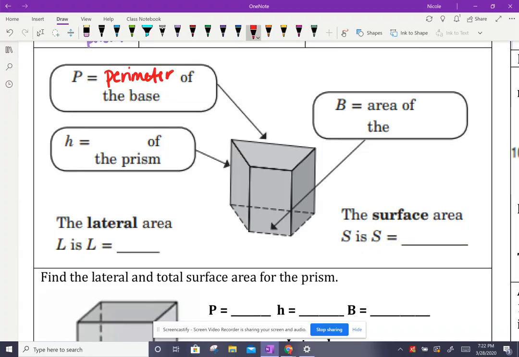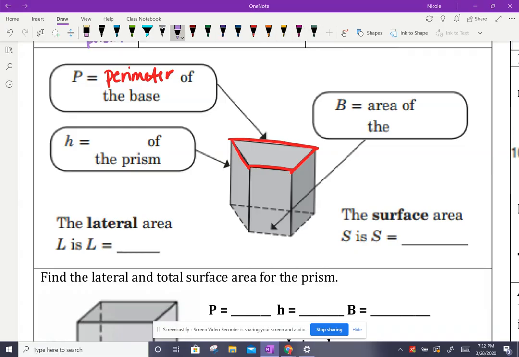So if I look at my prism I have here, what two pieces look like they repeat or are identical? That would be considered our bases. Well, they are in fact trapezoids. So this is a trapezoidal prism. And so I need the perimeter of one base.